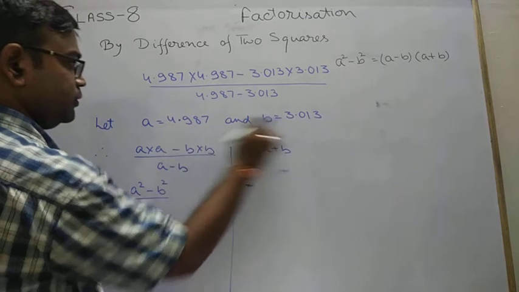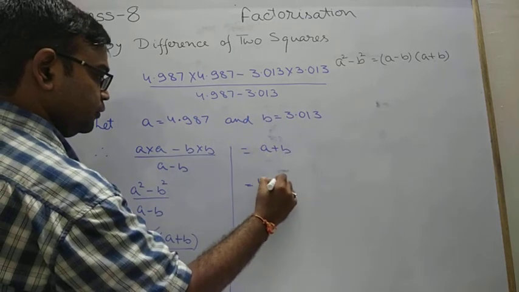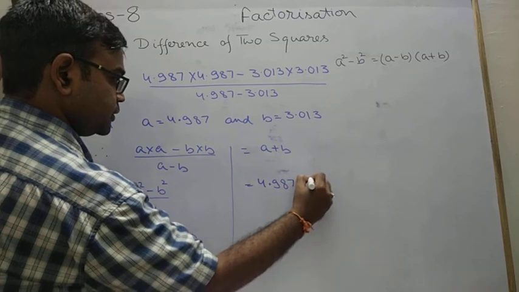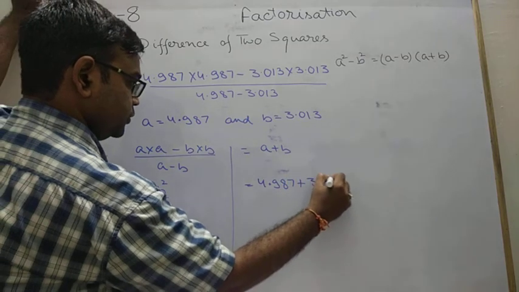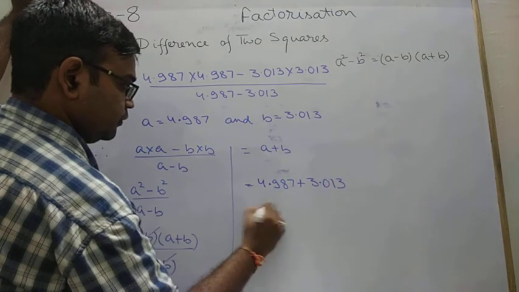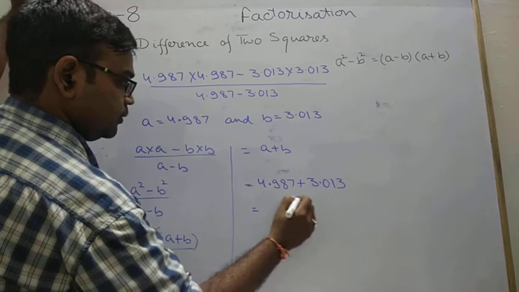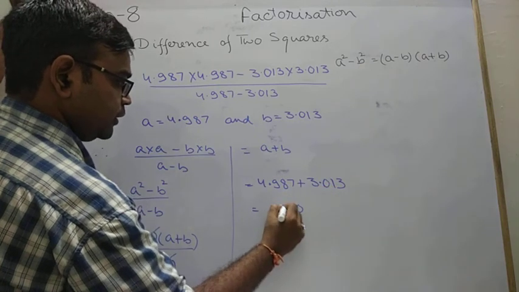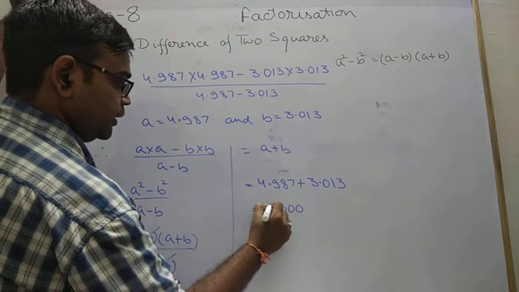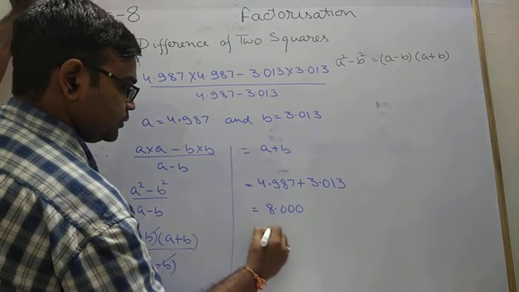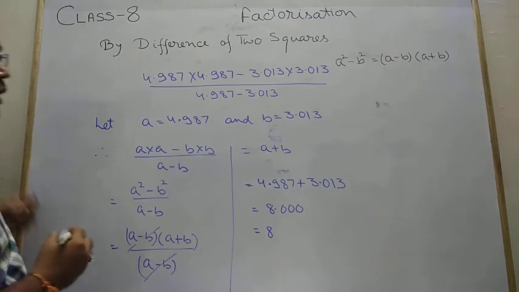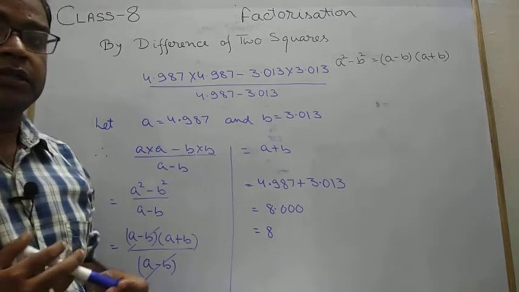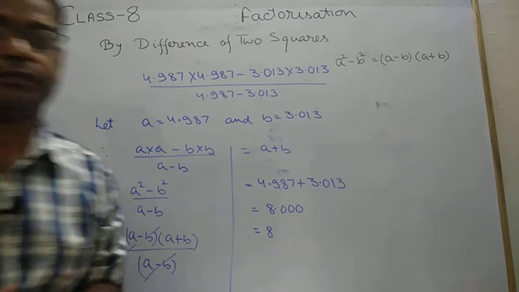Now place the values of these two: 4.987 plus 3.013. What do we have? 7 plus 3 is 10, 1 carry, 8 plus 1 is 9 plus 1 is 10, 1 carry, 9 plus 1 is 10, 1 carry, 4 plus 3 is 7 plus 1 is 8. The value is 8. So likewise you can solve the questions. Now it is done for today's task.